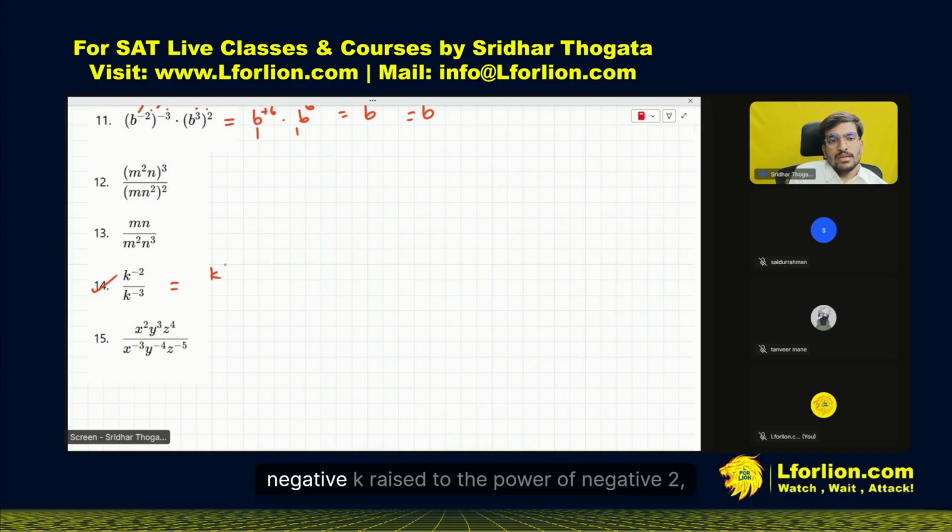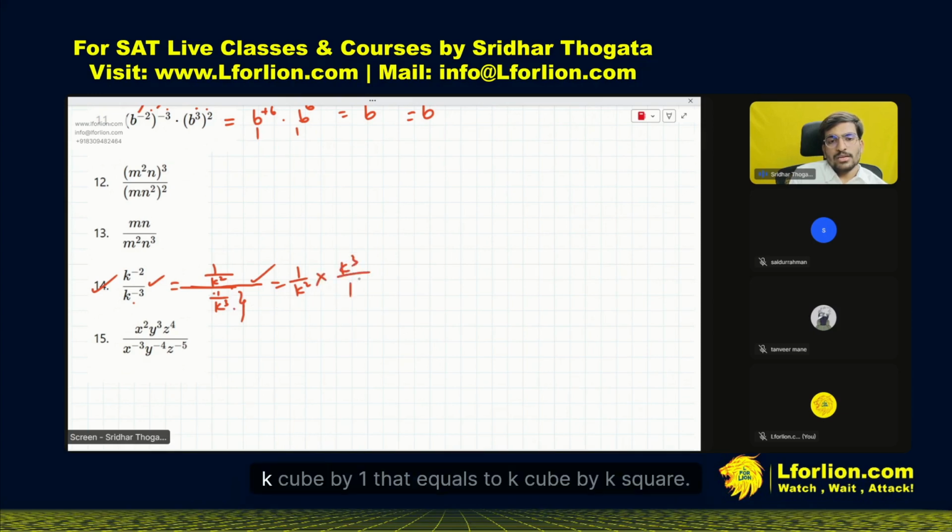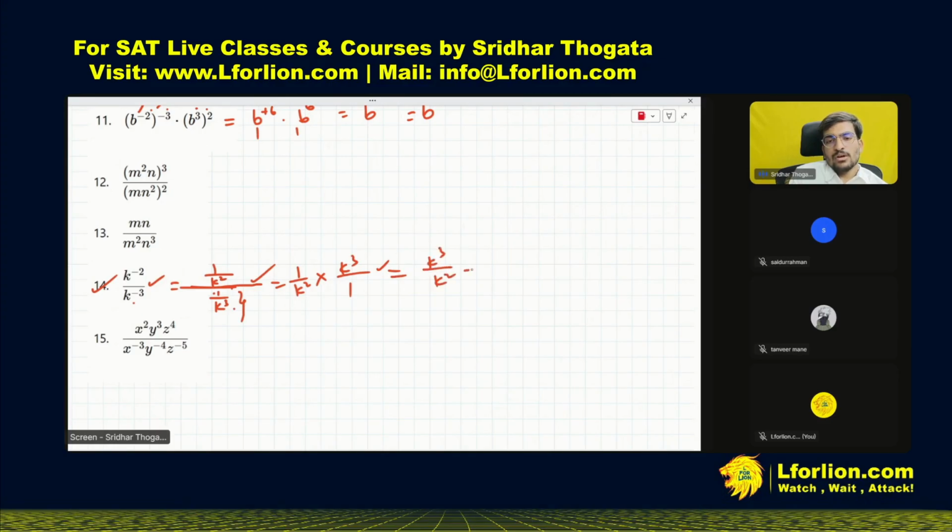Let me do this 14th one. k raised to the power of negative 2, which means 1 by k square, divided by, this is the main division, x by 1 negative 3, 1 by k cube. So remove the division, the denominator part will become reciprocated, that is k cube by 1. 1 by k cube by 1, that equals k cube by k square. So now k same, bases same, apply the quotient rule, that's 3 minus 2, that equals 1.